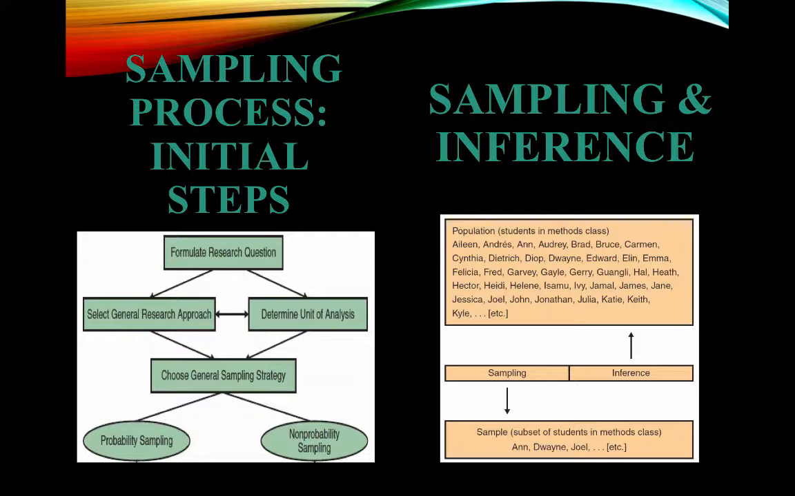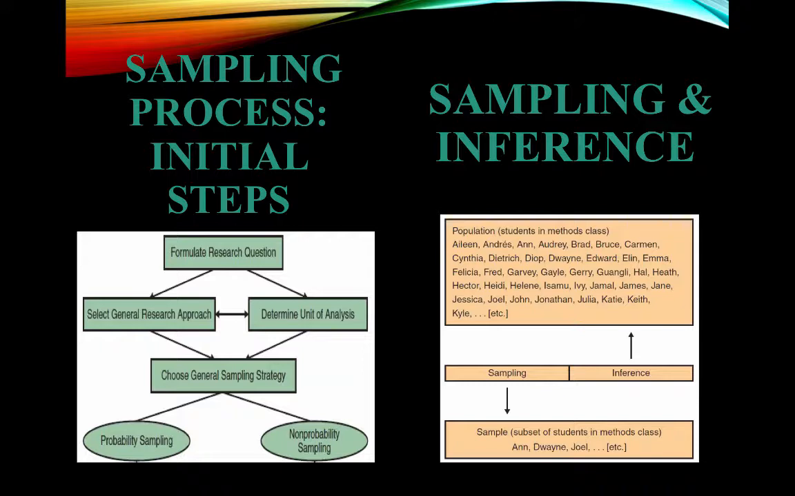The chapter starts with this diagram explaining the sampling process, or the initial steps of the sampling process. Like with everything we've talked about so far, the first step is formulating a research question. Depending on what your question is asking, you're going to select a general research approach and determine a unit of analysis. To give an example, if my research question was, what are the experiences of students in a research methods sociology course, my approach could be a survey that offers open-ended options for response, and the unit of analysis would be the experiences of students.